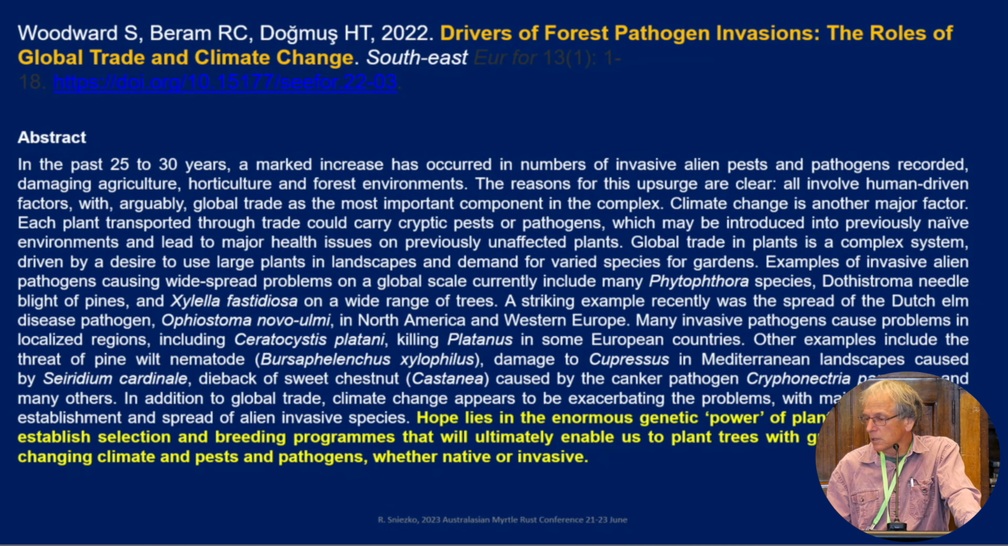Again, here's a paper, Drivers of Forest Pathogen Invasions: the roles of global trade and climate change. And really, it's the last line I want you to see. There's more and more recognition that plants, including trees, have a lot of genetic variation. I'm not sure I know of any plant that doesn't have some resistance to whatever is attacking it, at least for forest trees. It may be relatively little resistance, you may have to breed it, but blanket statements that there is no resistance, even in American chestnut, are just wrong.